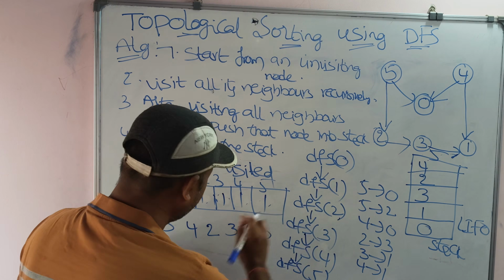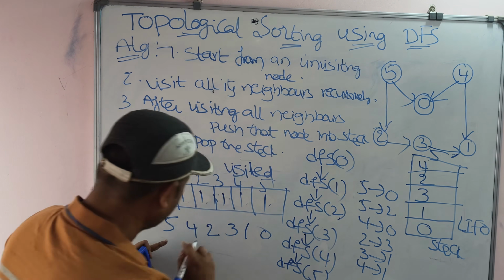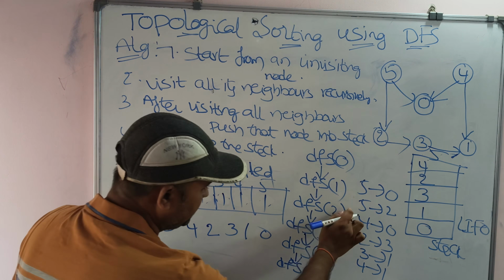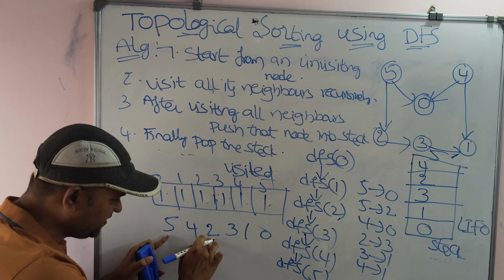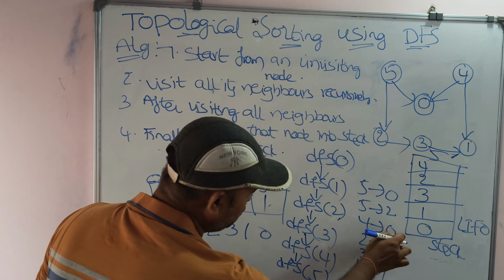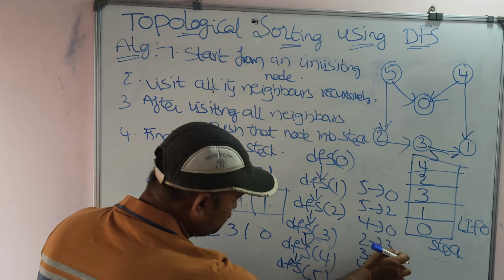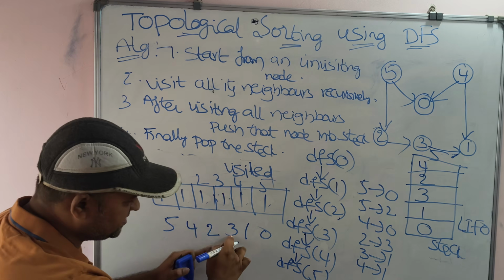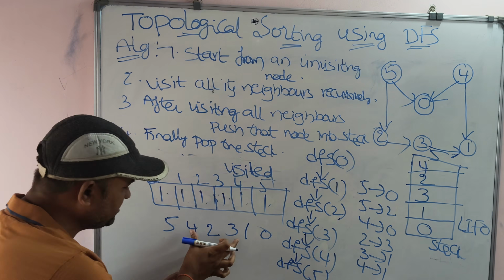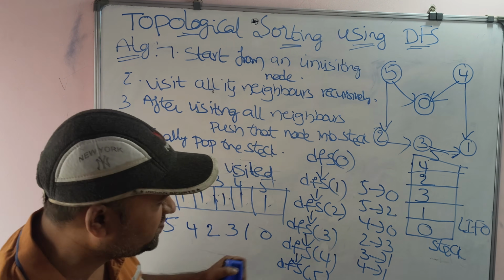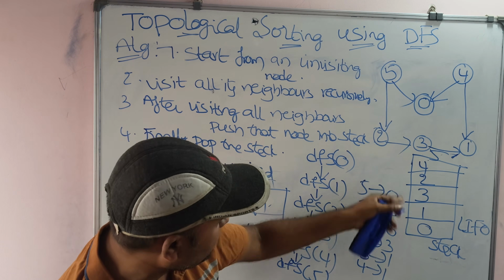If you see the output, here we have the 5 to 0 edge. That means 5 comes first. Next 5 to 2. So 5 comes first, after that 2 comes. 4 to 0. If you see the output, 4 comes first. 2 to 3. If you see the output, 2 comes first. 3 to 1. 3 comes first. 4 to 1. 4 comes first. So likewise, we can easily predict the output. We can easily write the output based on the edges.